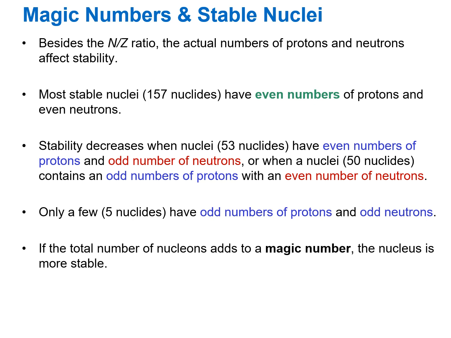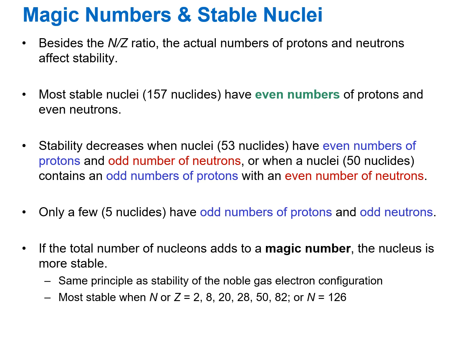And if the total number of the nucleons adds to something known as a magic number, then the nucleus is also considered to be more stable. So remember, the nucleons are the protons and the neutrons, and the numbers that we see down here at the bottom: if we have the number of neutrons or protons equal to 2, then we're going to be stable. Or if those numbers are equal to 8, or 20, or if the number of neutrons is equal to 126. So these are some magic numbers that are also predictors of stability in a nucleus. Magic numbers and stability.